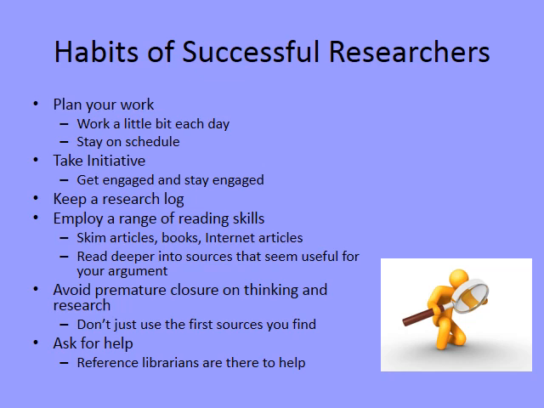The next one is avoid premature closure on thinking and research. This means that you don't just use the first sources that you find. When you do a database search, you're probably going to come up with hundreds of thousands of possible articles. If you pick the first 6, you are probably overlooking many other articles that would be more helpful than those first 6 listed. So make sure you employ a range of reading skills to scan through them, to look at the abstracts, and to read a little bit of each one to see if it will be helpful for your research paper. The final one is to ask for help.